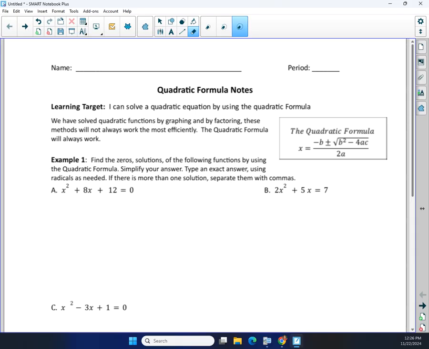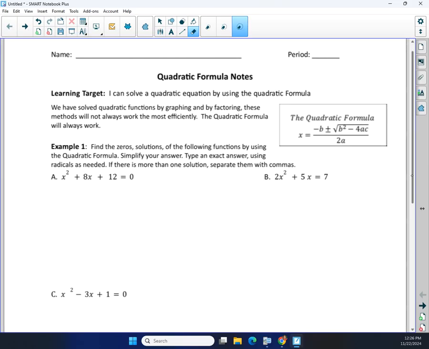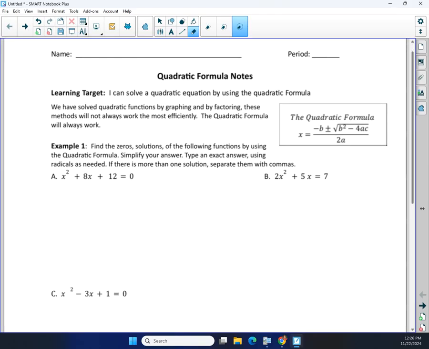I gave us a little preview of this last Monday. So this is just a refresher with a little bit added, a little bit more practice, and we will revisit this tomorrow. So our learning target is: I can solve a quadratic equation by using the quadratic formula.